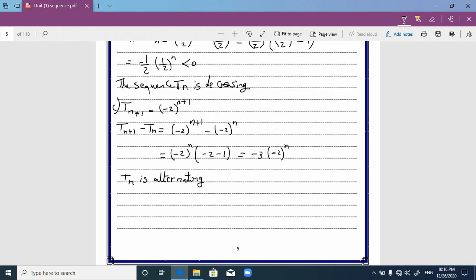Okay, so the last thing we say: if Tn plus 1 minus Tn is greater than 0, the sequence is increasing, and if Tn plus 1 minus Tn is less than 0, it will be decreasing, and if Tn plus 1 minus Tn is neither greater than 0 nor less than 0, it will be otherwise, or an alternating sequence. Thank you very much.